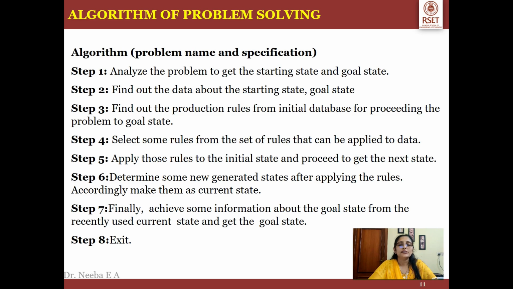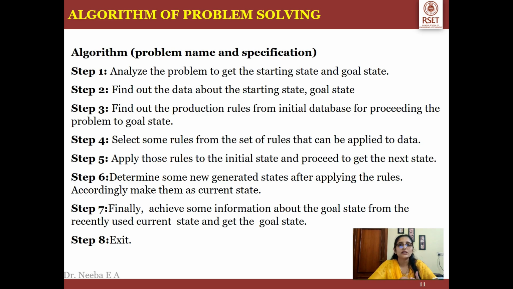Now coming to the algorithm of the problem. It has around 8 steps. The first one is, the problem has to be analyzed to get the starting and the goal state. Step 2 is, find out the data about the starting state and the goal state. The third one is, find out the production rules. The production rules have to start again from the initial state to the goal state.